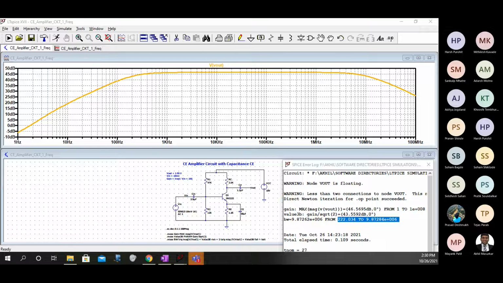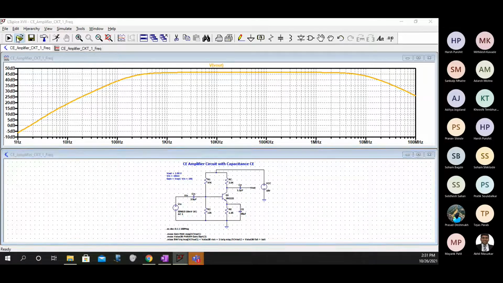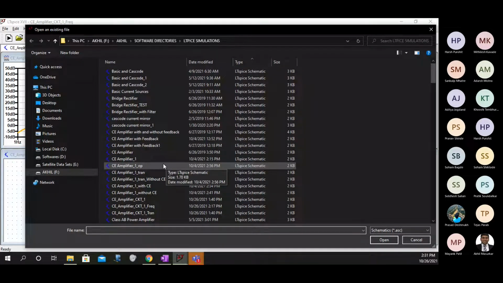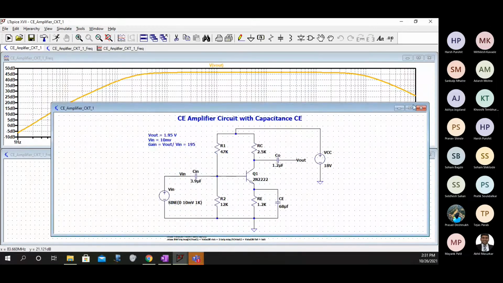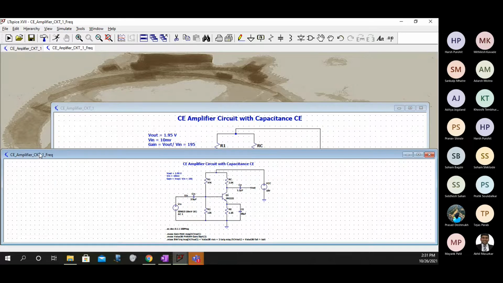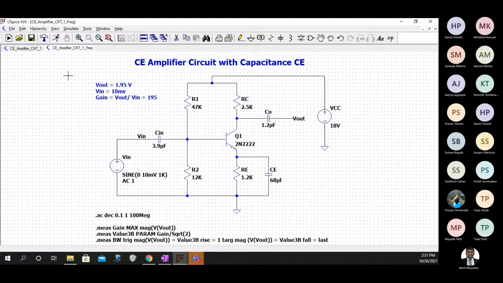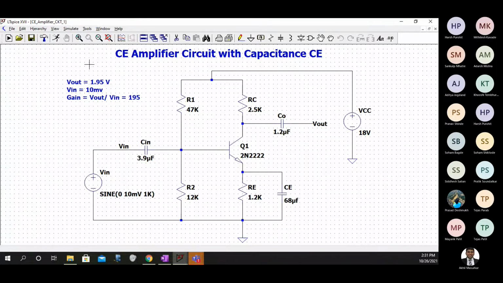Yes, Mithilesh, your output is correct. So again, I am going back to my original circuit, circuit 1. Closing this circuit.